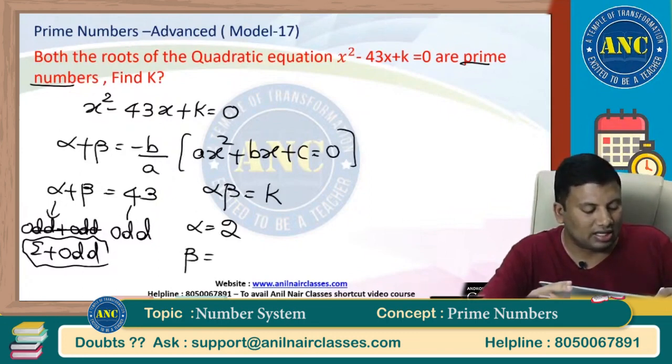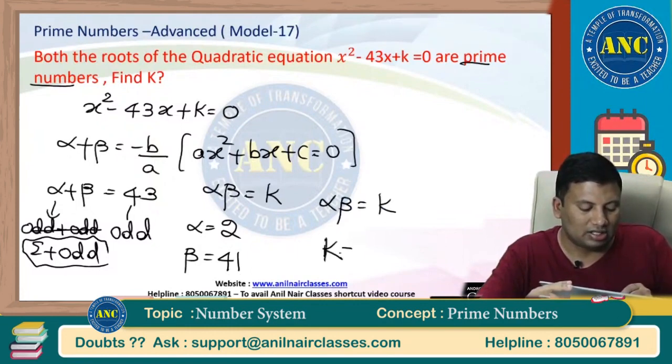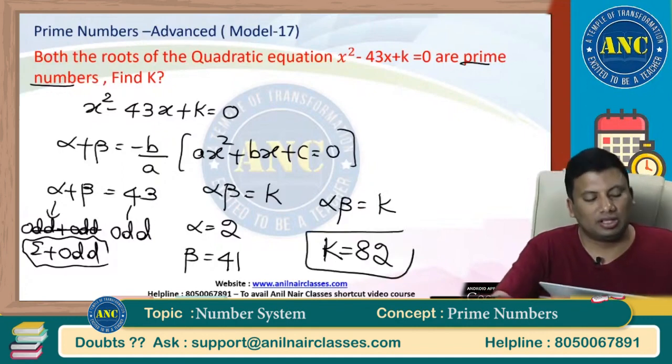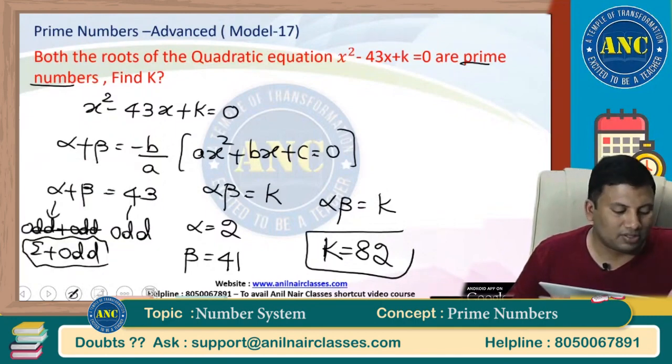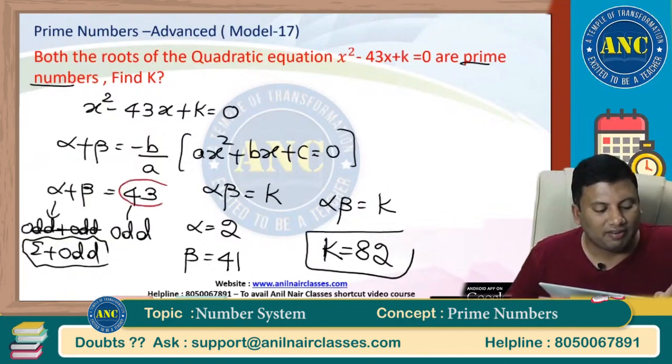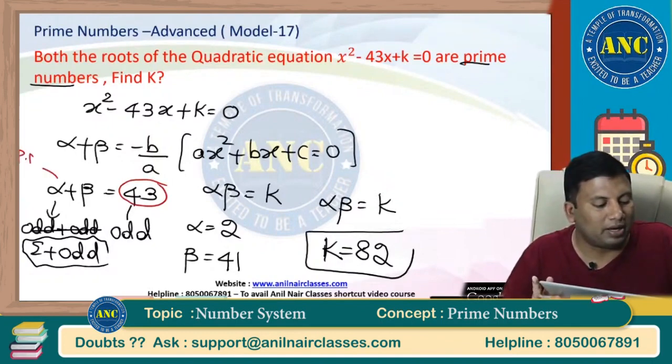So the next root is nothing but 41. Product of the roots is nothing but k. So k is nothing but 82. Sum of the roots is 43. So alpha plus beta equivalent to 43. 43 is an odd number. Alpha and beta both are prime numbers.